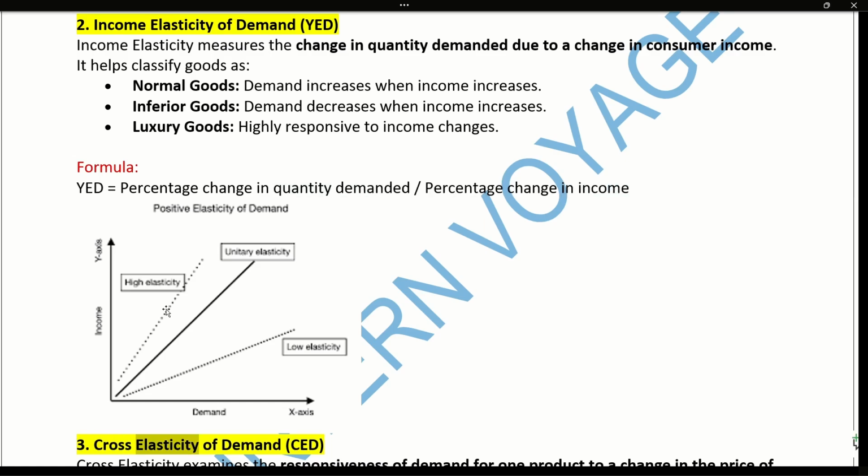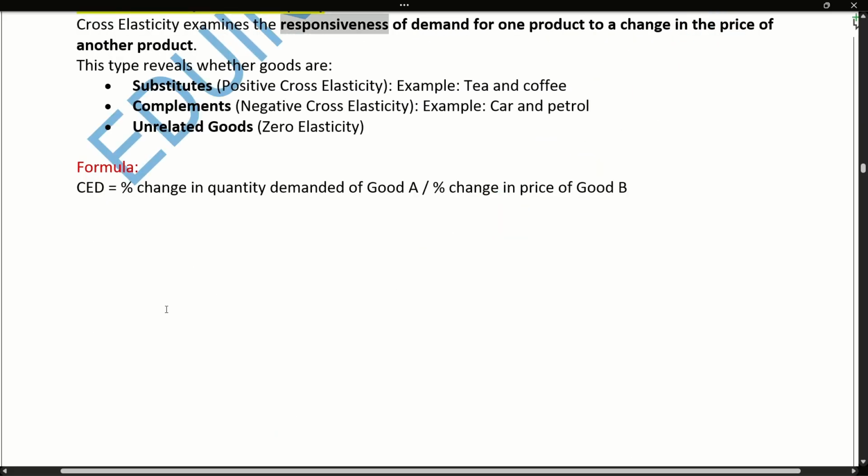3. Cross elasticity of demand, CED. Cross elasticity examines the responsiveness of demand for one product to a change in the price of another product. This type reveals whether goods are substitutes, positive cross elasticity, example, tea and coffee. Complements, negative cross elasticity, example, car and petrol. Unrelated goods, zero elasticity. Formula. CED is equal to percent change in quantity demanded of good A divided by percent change in price of good B.